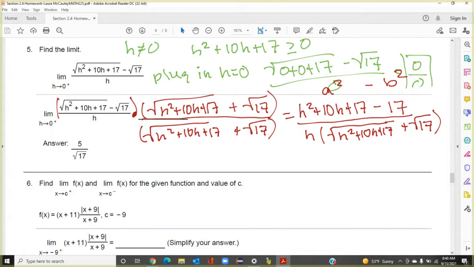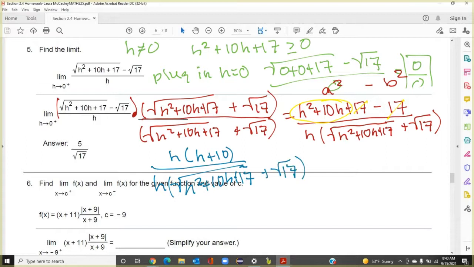All right, and now notice on top, you have 17 minus 17. So those cancel out. They're gone. But also notice I can factor an h out of that piece. So let's see what that's going to look like. So I can factor an h out. It would leave me with h plus 10. And then divided by h times the square root of h squared plus 10h plus 17 plus the square root of 17.